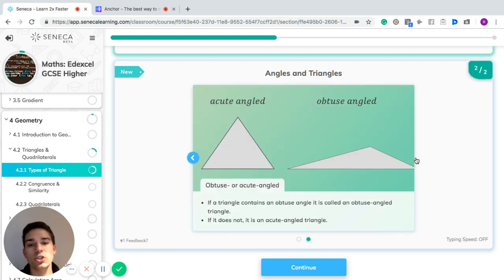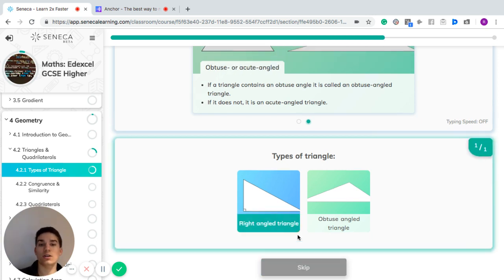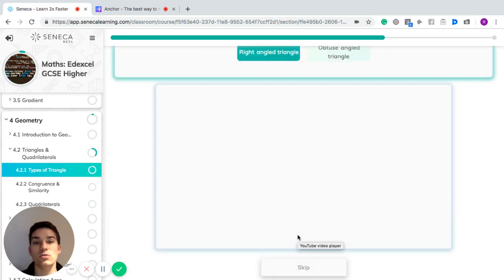Now, if we've got an obtuse or acute angled triangle, the triangle that contains an obtuse angle is called an obtuse angled triangle. And if it does not, if it's got an acute angle in it, then it's known as an acute angled triangle. So remember, we've got 2 different types of triangle in terms of the angles. We've got obtuse angled triangle and right angled triangle. Sorry, there's also actually a third, which is an acute angled triangle.